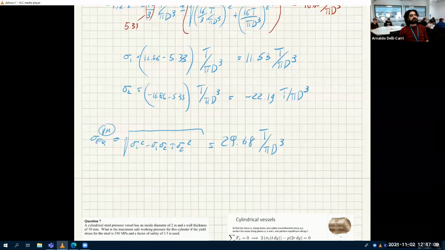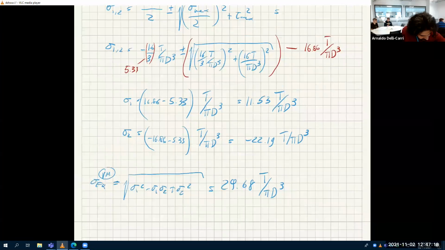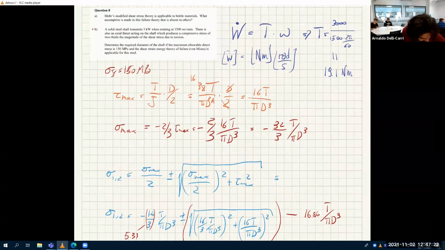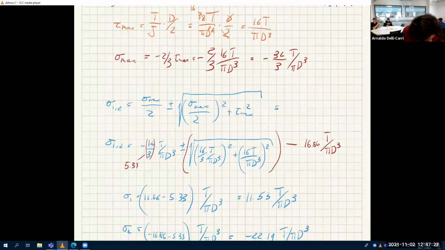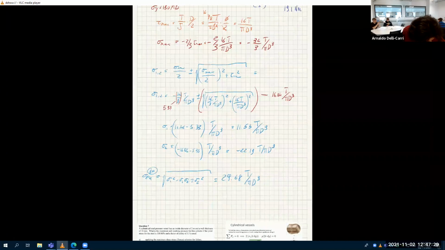Okay. Good, good. So this one is sigma equivalent, but for a safety factor of 1, so factor of safety, let me put it here. Where do I place this?